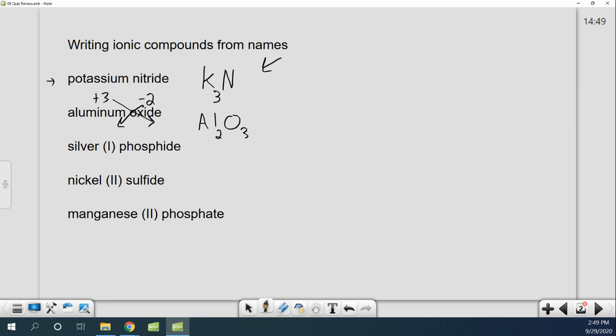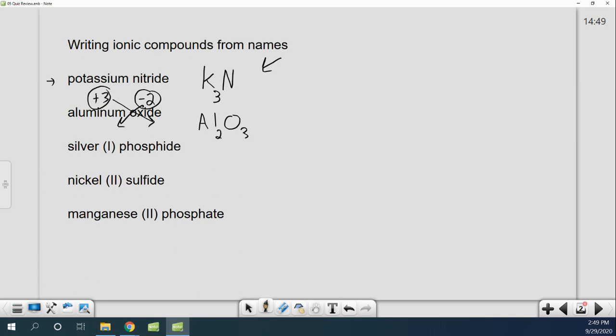2 sets of +3 cancels 3 sets of -2. Both of them will give you a charge of 6. The only time this crossing down doesn't work is if these numbers give you like a 2 and a 4, for example, or a 2 and a 2, then you reduce. So if it's reducible, you do have to reduce to the lowest number.